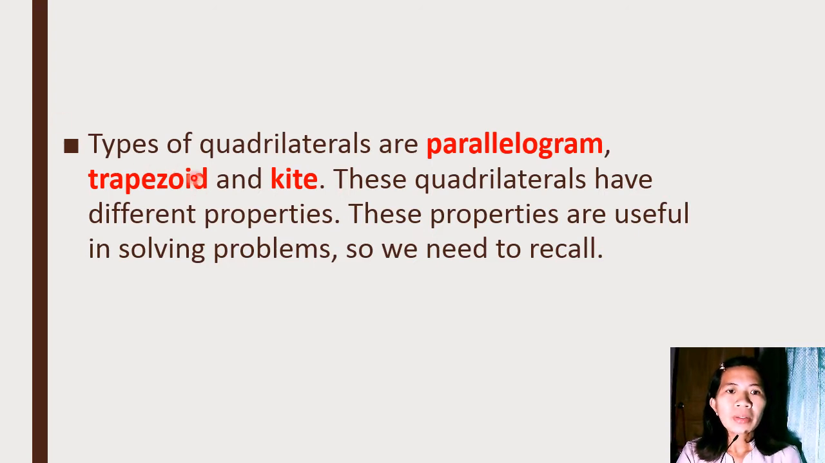So there are several types of quadrilaterals. We are going to discuss types of quadrilaterals that are parallelogram, trapezoid, and kite. These quadrilaterals have different properties. These properties are useful in solving problems, so we need to recall.